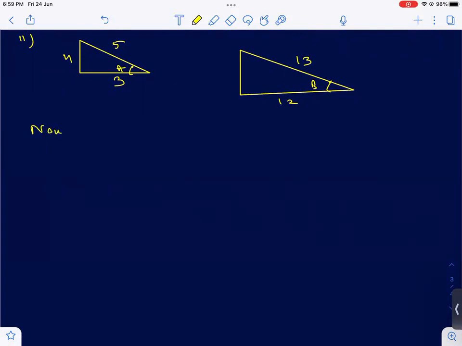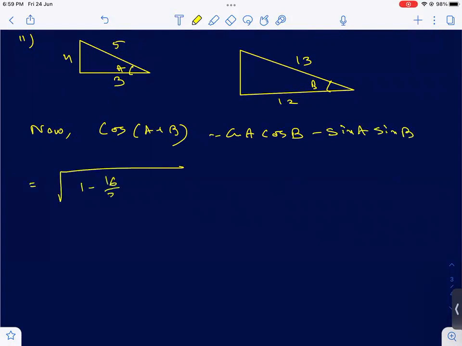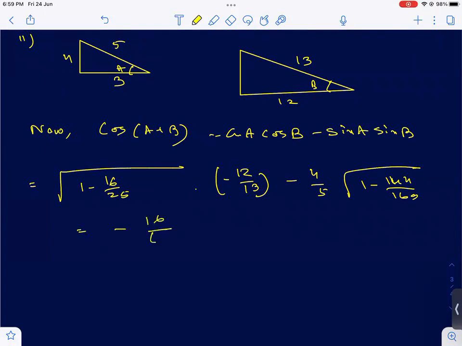Now, cos A plus B equal to cos A cos B minus sin A sin B. This is root over of 1 minus 16 by 25 into minus 12 by 13, minus 4 by 5 into root over of 1 minus 144 by 169. If we calculate, we are getting minus 16 by 65. So the option is the last option, D.